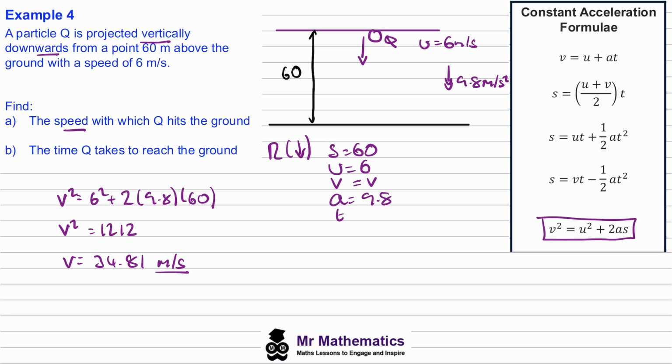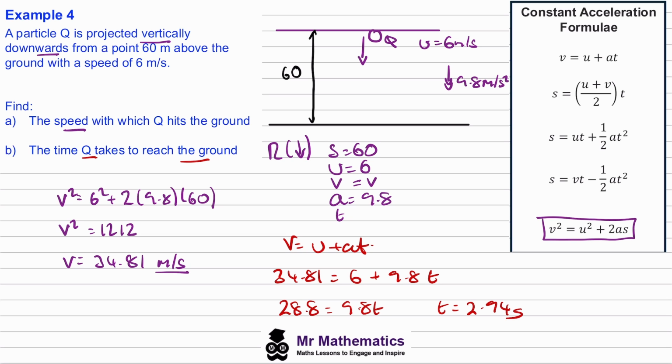And then for part B, find the time it takes to reach the ground. Well, it's easiest now to use v equals u plus at. So 34.81 will equal 6 plus 9.8 multiplied by the time. We'll solve this equation. 28.8 will equal 9.8 t, so t will work out as 2.94 seconds.